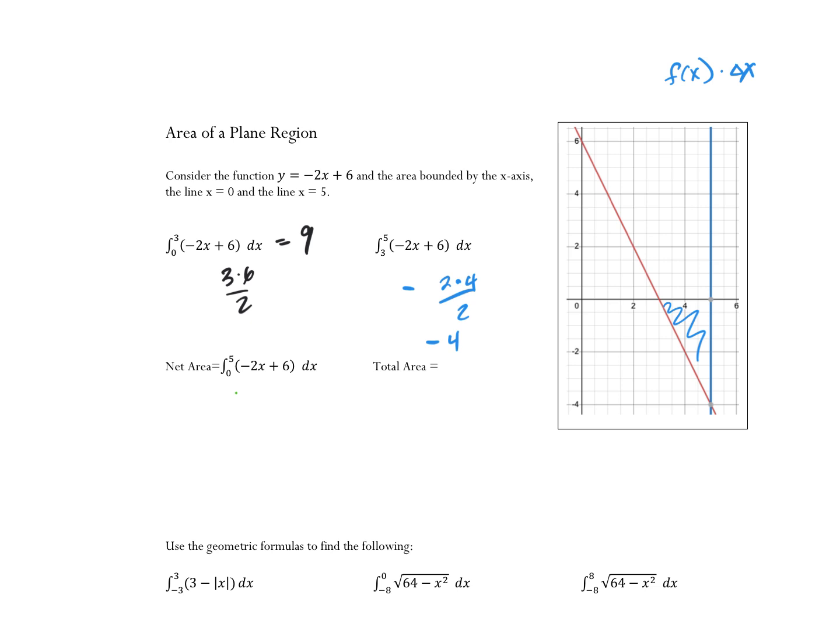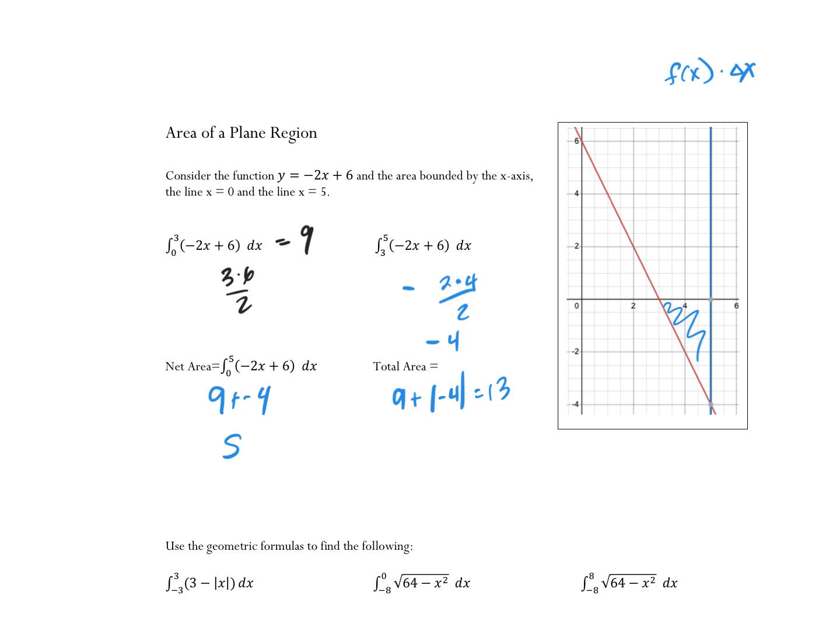So what would the net area be? 9 plus negative 4, which is 5. But if I ask you for the total area, you'd absolute value that, and it would be 13. Feel okay? All right.